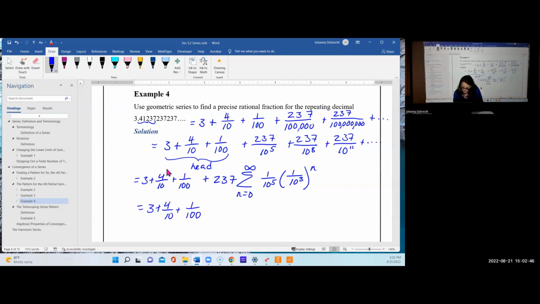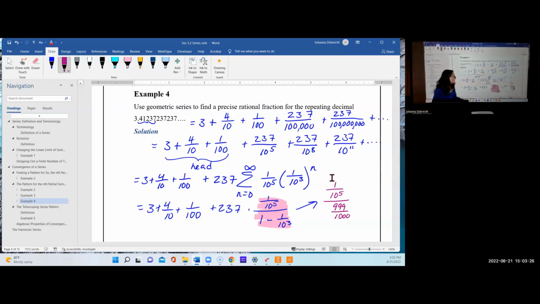That's the head of the series that we had to chop off, plus 237 times a first, 1 over 10 to the fifth, over 1 minus r, which is 10 to the third. Now, let's just look at the fraction part, since this is a lot of rewriting. If we just look at the fraction part right here, what I've highlighted now in pink, then I can think of this as 1 over 10 to the fifth times 999 over 1,000. That's 1,000 over 1,000 minus 1 over 1,000, or 999 over 1,000.